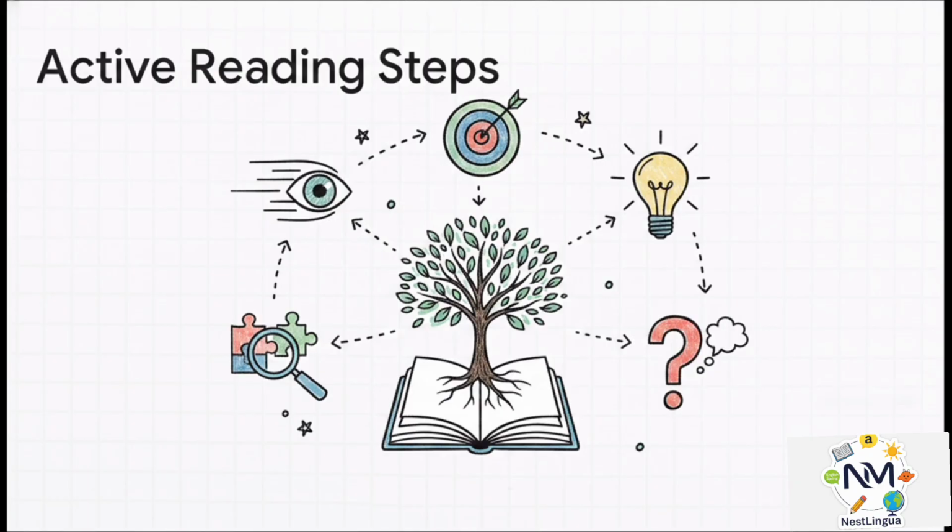Try applying those magic read steps to that tree planting text. Skim the text first, find the gist, identify the main idea, circle one new word you might not know well, and write down one question about the topic. If you do all of this, you're actively reading and deeply learning.